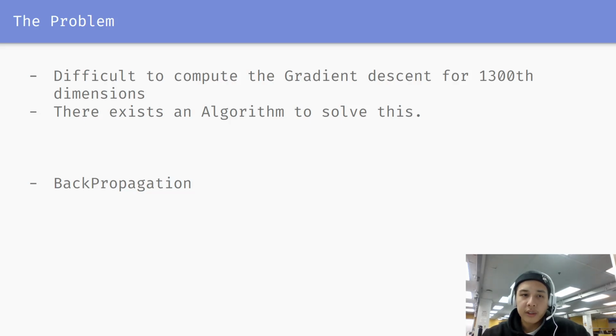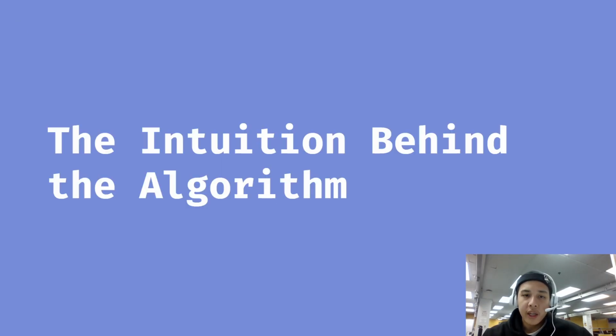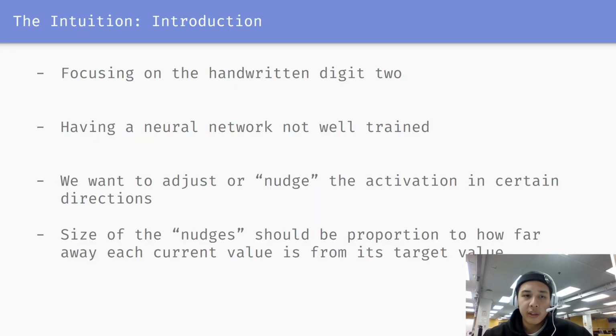So the problem with this is that, as we saw in the last lecture, in a 3D plane it's quite easy to visualize. We just travel down the hill. However, in a dimension of like 13,000 dimensions, it's quite difficult to do that or envision that. So there exists an algorithm to solve this. It's called back propagation. And right now I'm going to go into the intuition behind it.